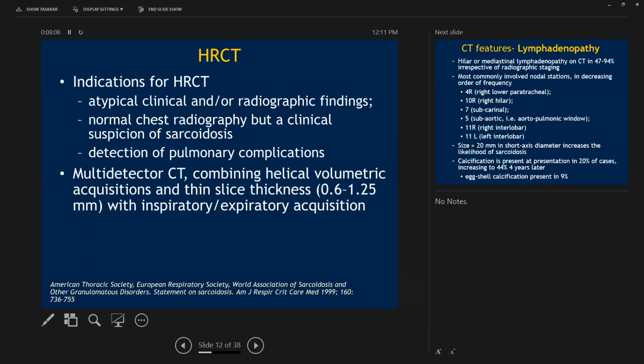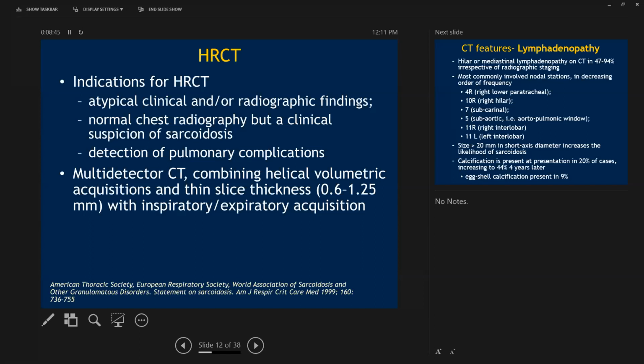Indications for HRCT: atypical clinical and/or radiographic findings, normal chest radiography but clinical suspicion for sarcoidosis, or for the detection of pulmonary complications. We typically do an HRCT. Now, an HRCT, for the trainees, is a non-contrast study. We typically do an inspiratory acquisition, and these are helical volumetric acquisitions. So we tend to have no interslice gap, and that enables us to reconstruct in both sagittal and coronal formats.